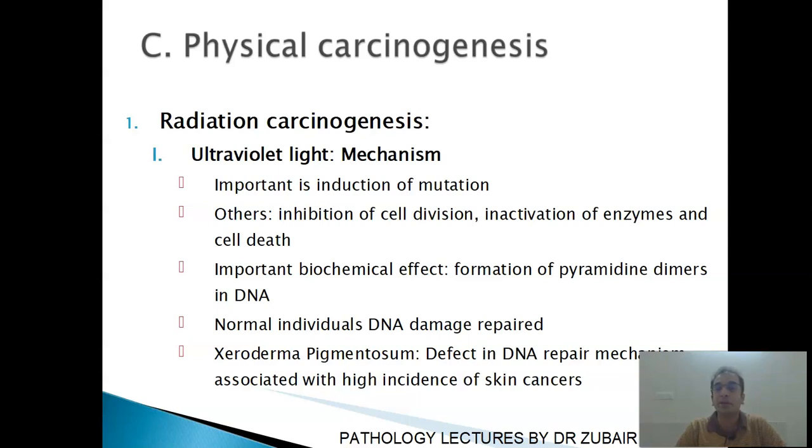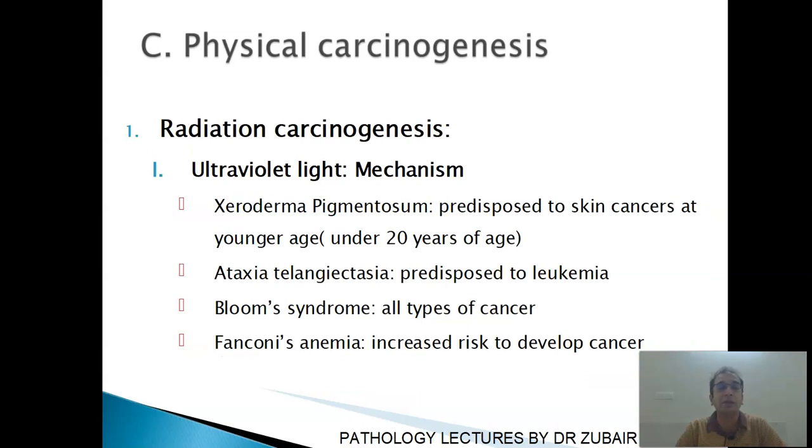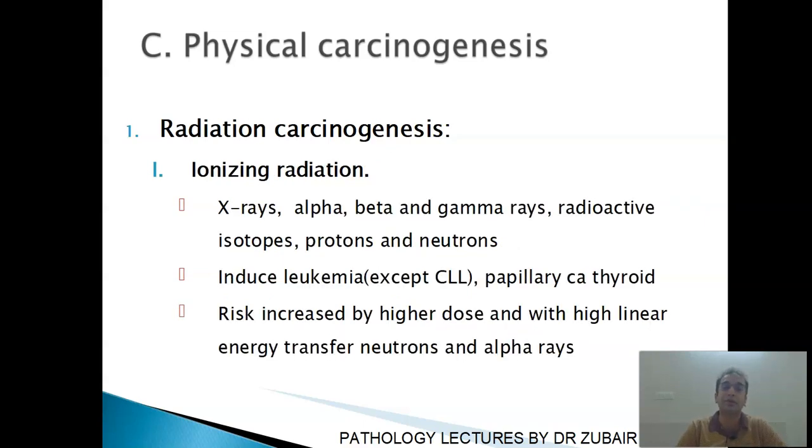Important biochemical effects are the formation of pyrimidine dimers in DNA. In a normal individual, the DNA damage is repaired. Xeroderma pigmentosum, I told you, is a condition with a defective DNA repair mechanism that is associated with a high incidence of skin cancer. Then, the other conditions are like ataxia telangiectasia, predisposing to leukemias, Bloom syndrome, which leads to all types of cancers, and Fanconi's anemia, with an increased risk of developing cancer.